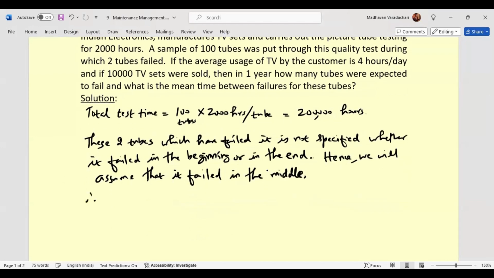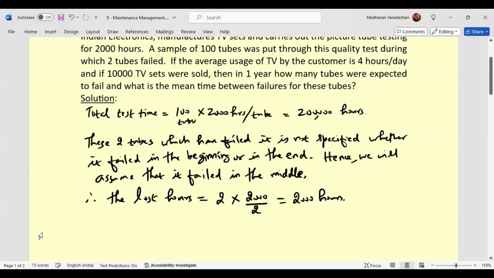Therefore, the lost hours is equal to 2 tubes. Each tube is going to take 2000 hours for testing, but we are considering that it failed in between, so 2000 by 2. So that works out to 2000 hours only. Means the lost hours is 2000 hours.